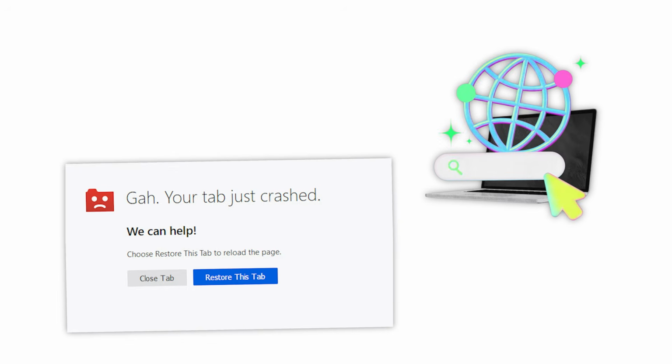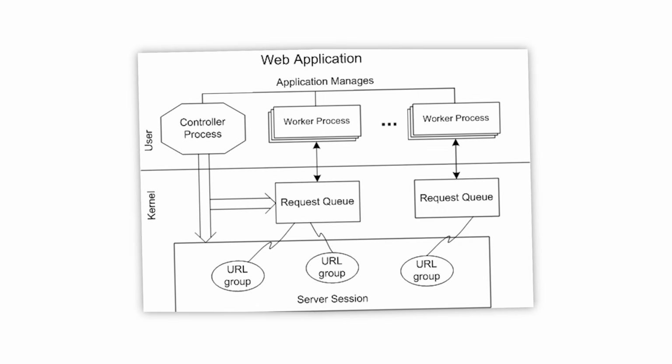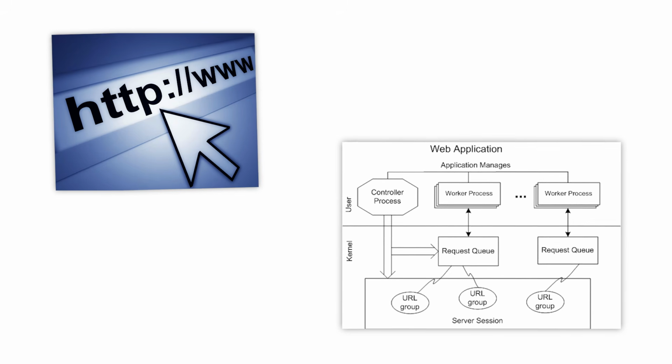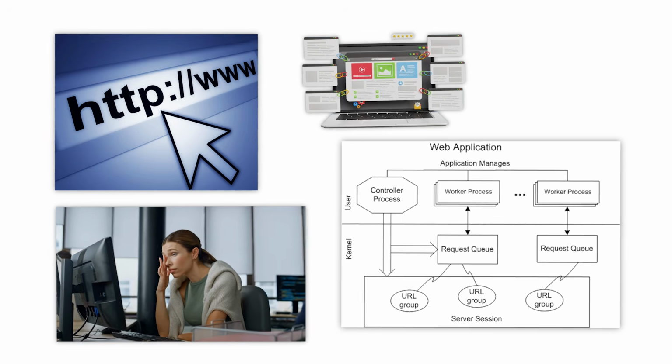This design is called process isolation, and it exists for two reasons. The first is stability. If one tab crashes, it should not take down the other tabs. The tab goes white, you get an error message, but everything else keeps running. Before process isolation, a single bad website could crash your entire browser and take all your open tabs with it.